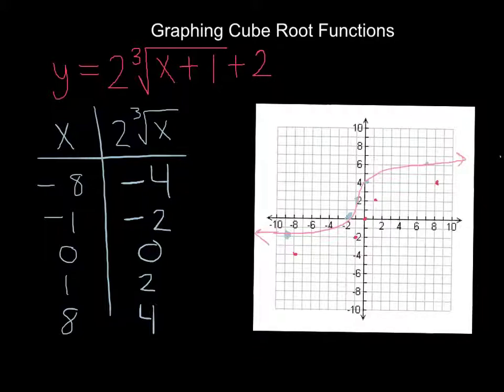So, in conclusion, this is how you graph a cube root function and make a translation. Now we're going to show you how to graph a cube root function that is negative.